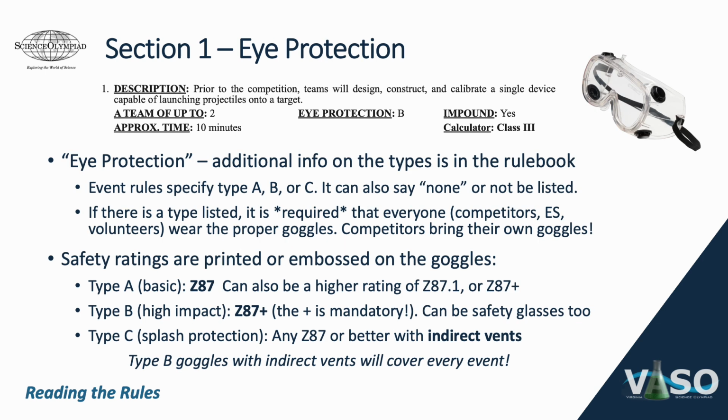Also in section 1 is eye protection. Eye protection is a critical thing to know in an event. And there's additional information on the types in the rule book. The event rules will specify a type A, B, or C. It can also say none, or it cannot be listed. If it's not listed, that implies none.